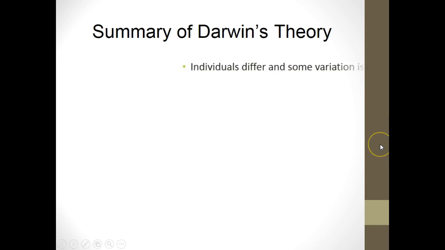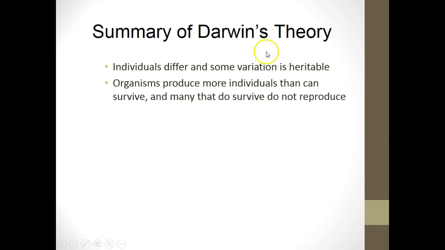So if we summarize what Darwin's theory is all about, individuals differ and some variation is heritable. Remember, we are going to pass on our variation to our offspring, but we don't pass on all variation to our offspring. It's only the variation that makes us as a species more fit in our environment.